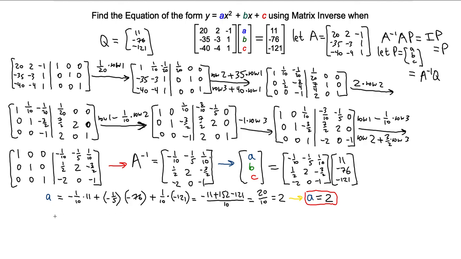Now, the second value will be the B value. Now, the B value is going to be found the same way. So you're going to take the 1/2 times 11 plus 2 times negative 76 plus negative 3/2 times negative 121. Notice that I'm using the same row for the B, right? Just like I used the row for the A entries. 1/2 times 11 plus 2 times negative 76 plus negative 3/2 times negative 121.